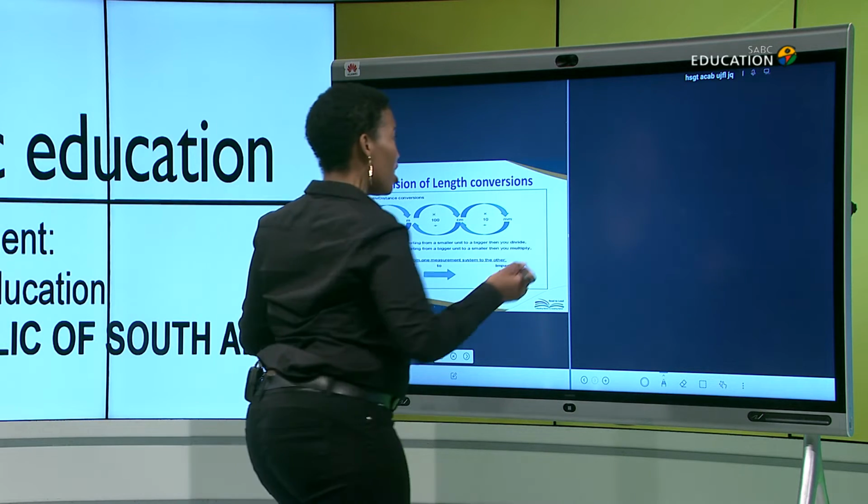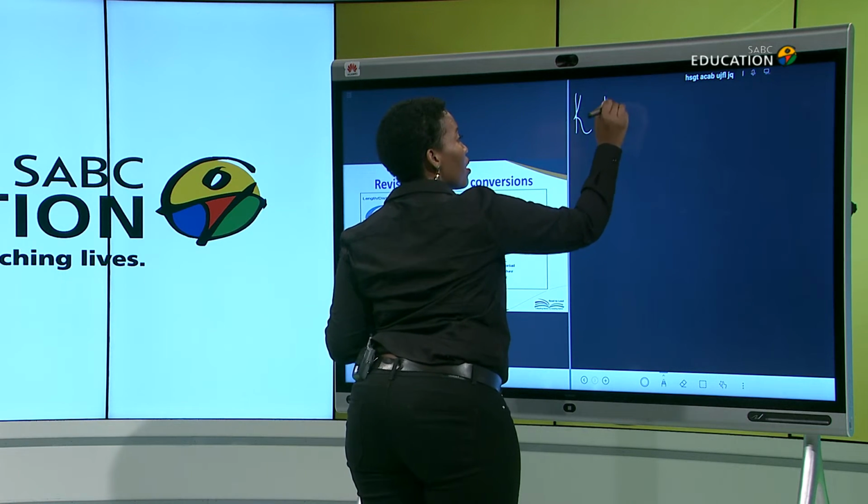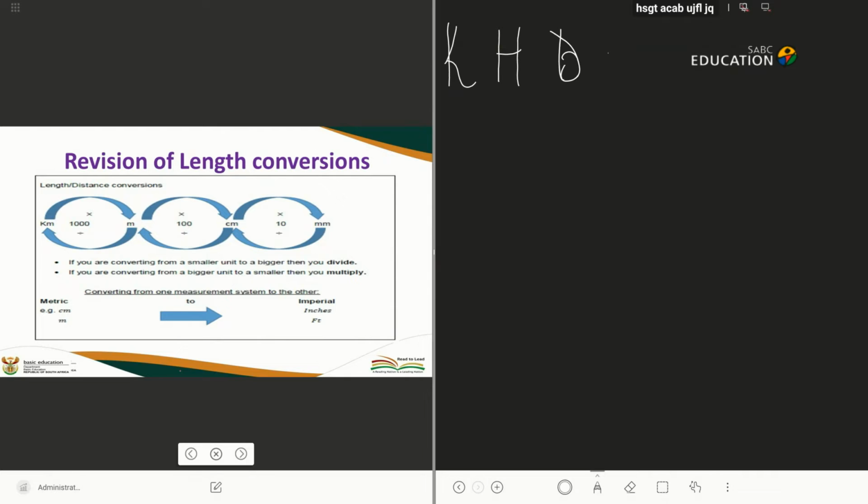So I normally use the King Henry method. What do we say again? King Henry died miserable death called measles. And then we know that in between all of these, there's a 10 here, there's a 10, there's a 10, there's a 10, there's a 10, and there's a 10. Meaning that if you are moving from millimeter to centimeter, the conversion factor is what? Is a 10. If you are moving from millimeter to meter, the conversion factor is 10 by 10 by 10, which is a 1,000.